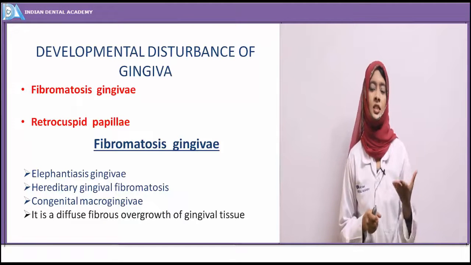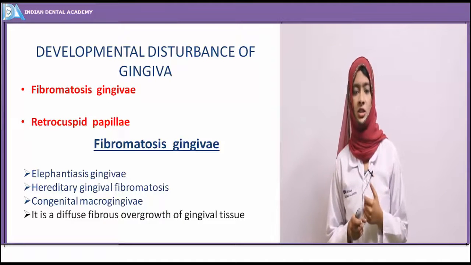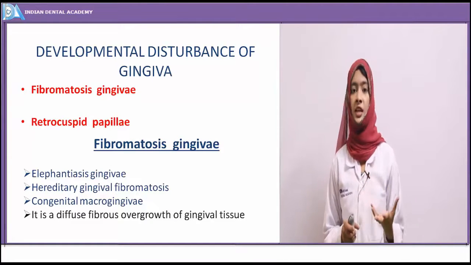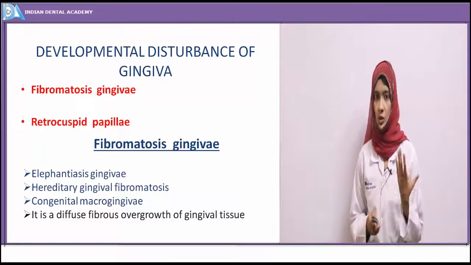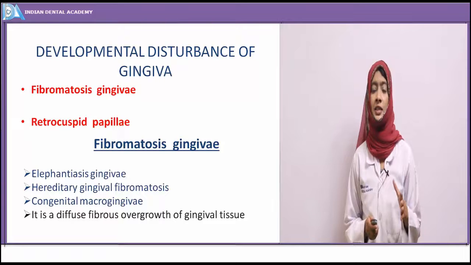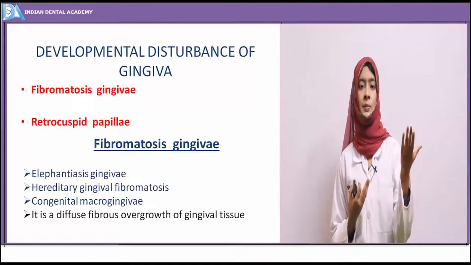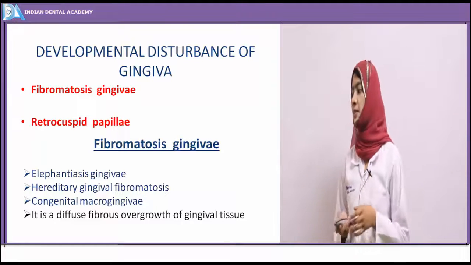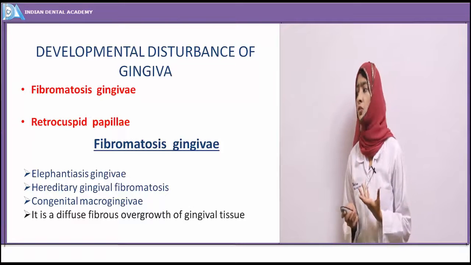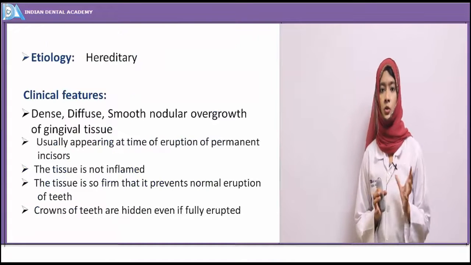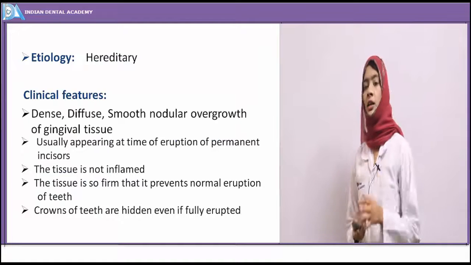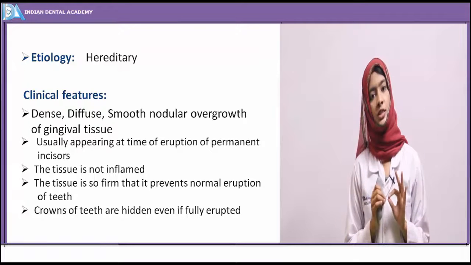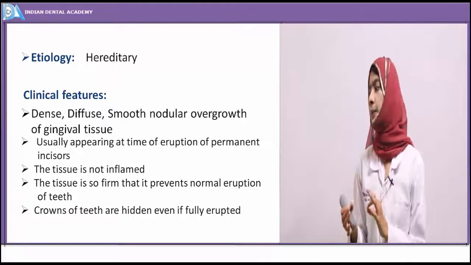Usually this condition is seen at the time of eruption of teeth, either deciduous or permanent. It is seen in very young children. The etiology is hereditary, an idiopathic condition. Both the maxillary and mandibular arches may show enlargement, and it affects both males and females equally. The clinical appearance is one of dense, diffuse, smooth, nodular overgrowth of the gingival tissue. If you see the enlarged tissue, there are no signs of inflammation. The gingival tissue is of normal color or a little paler in color.